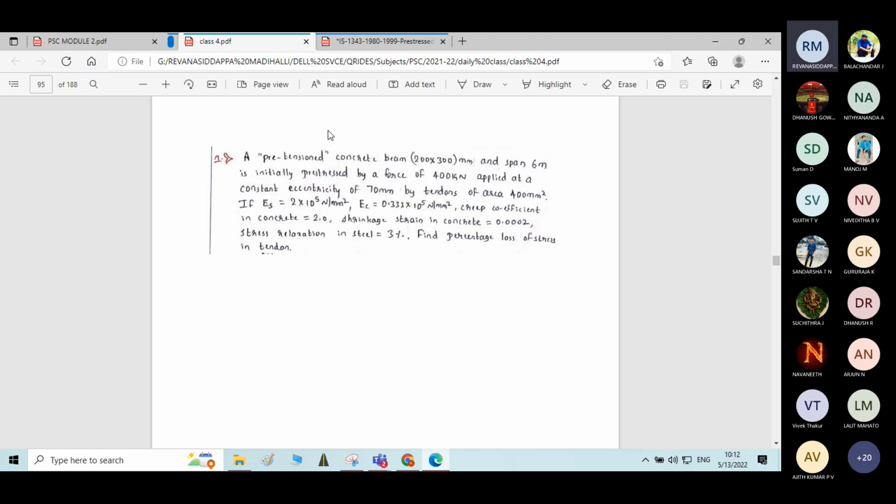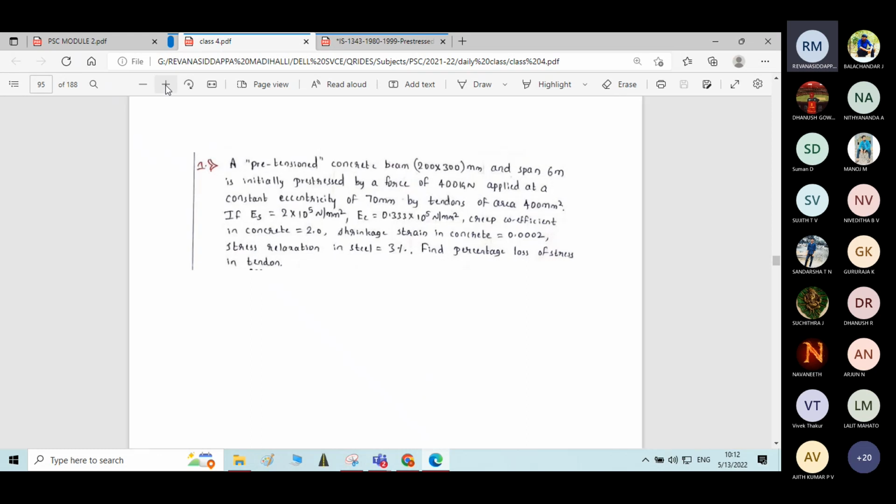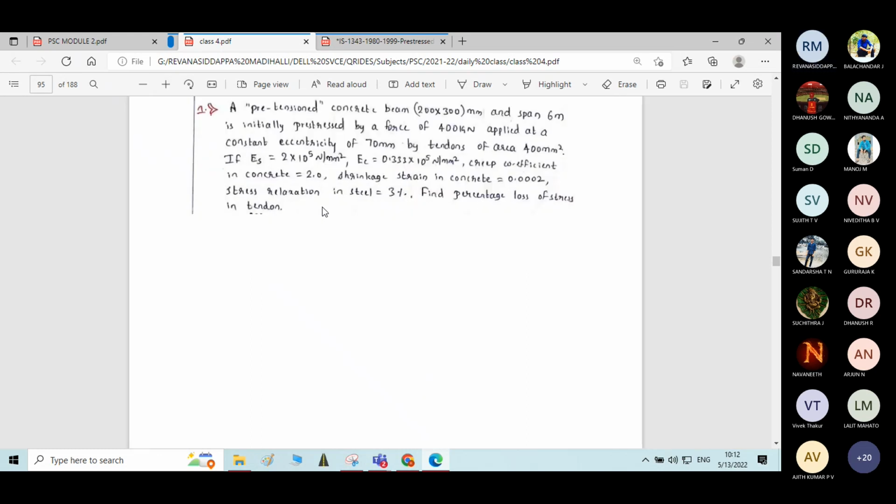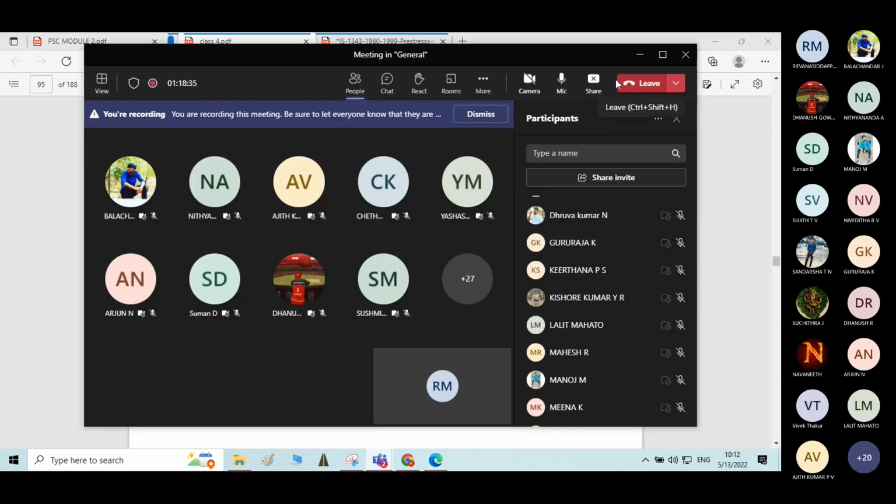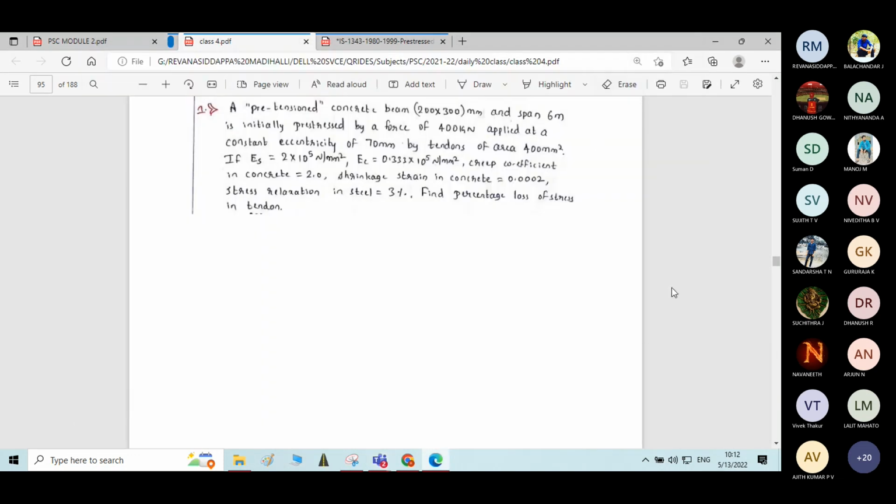Now we'll start solving the problems. First one, please write the first problem. Meanwhile, I will draw the diagram.